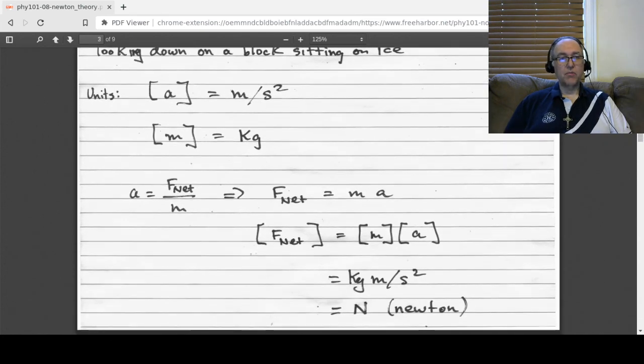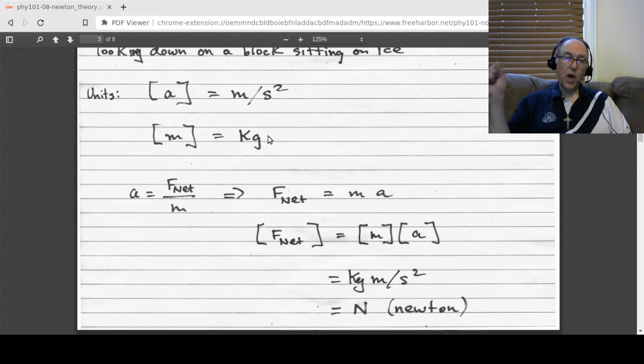Before I jump into some really simple problems here, let's look at the units so that we understand what the units are of acceleration, mass, and force. Okay, so those are the three dynamical quantities. Acceleration, we already saw the units of acceleration, meters per second squared. The units of mass are kilograms. That's what we chose for MKS.